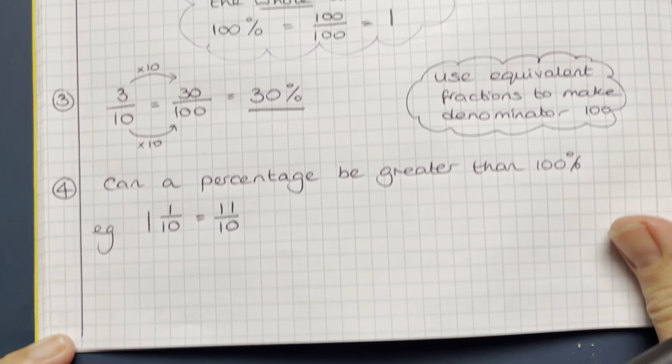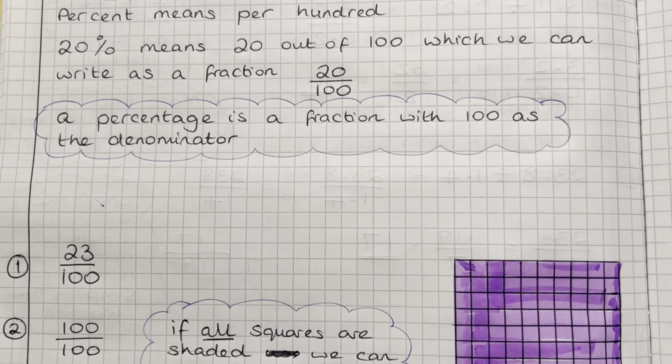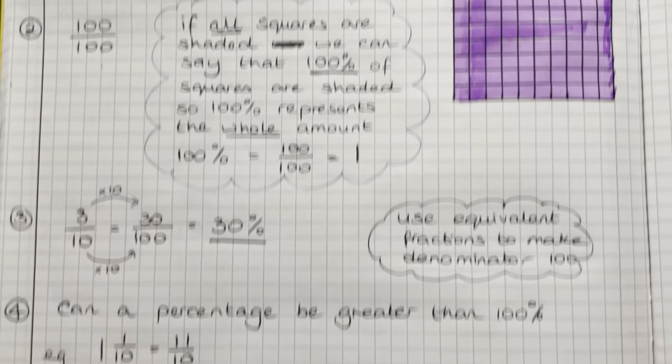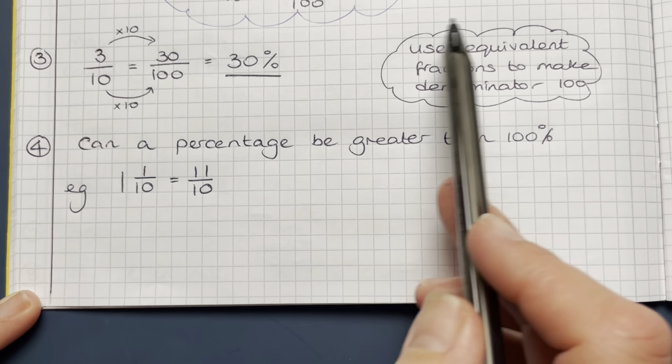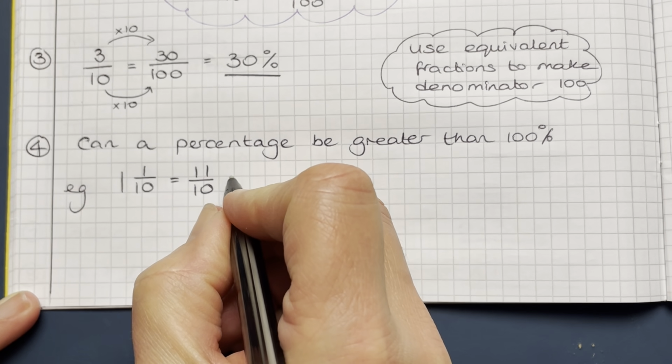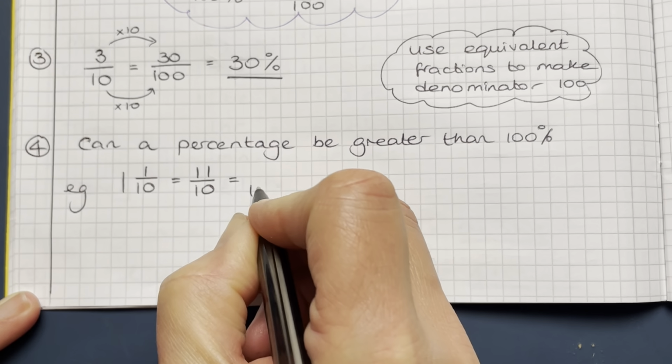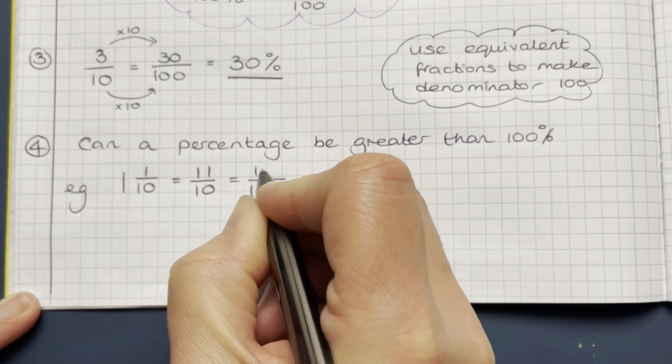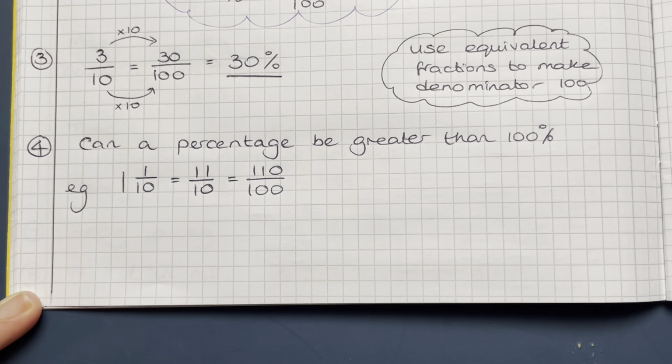Right, let's go back up to my rule at the top again. A percentage is a fraction with 100 as the denominator. So I now know from here I need to use equivalent fractions to make my denominator 100. So I can multiply my numerator and my denominator by 10.